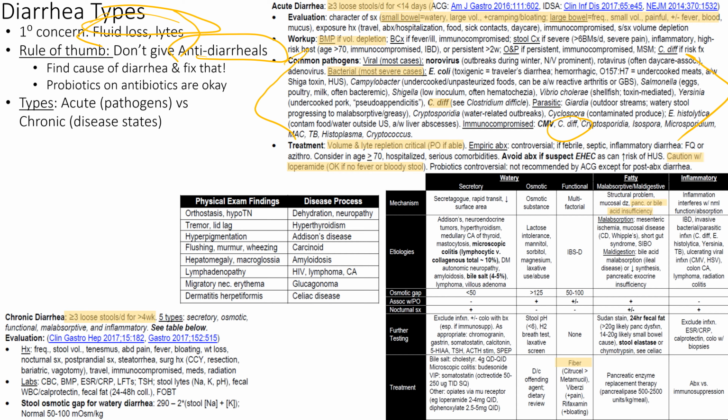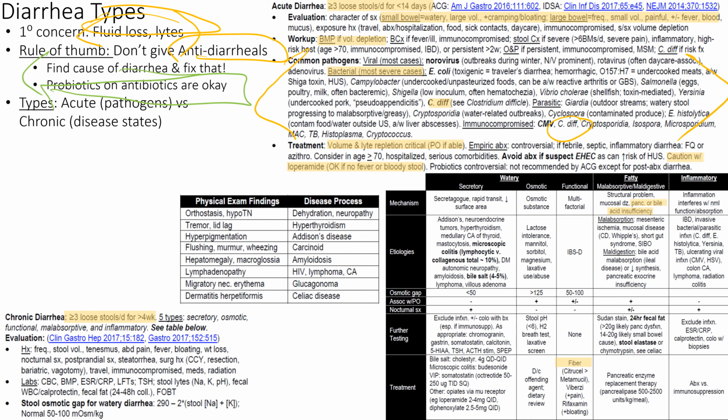A lot of infectious diarrheas don't make their way to the ICU. It's usually C. diff is the only one that will make it here, right? Even as an outpatient or being admitted, they may have to be really elderly or really debilitated to be admitted with a traveler's diarrhea, for instance. All right, so we want to find the cause and fix that.